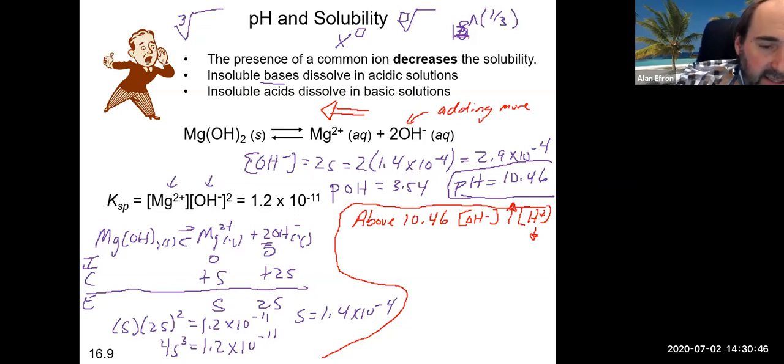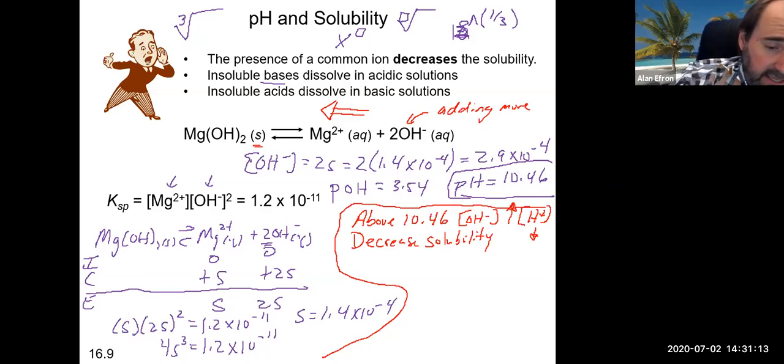And if it heads to the left, on the left-hand side, we see we have solid, which means this is going to decrease the solubility, right? Because we're essentially adding more OH minus, shifting the equilibrium to the left and causing more solid basically to be made. Any questions on that part of it?